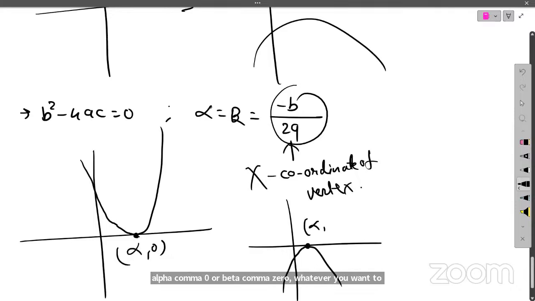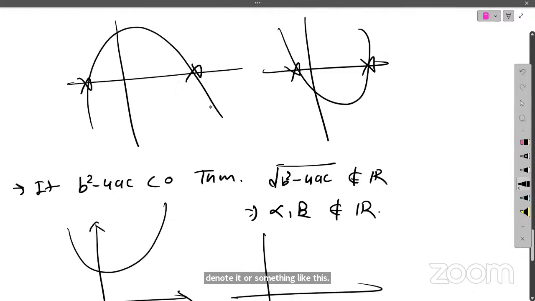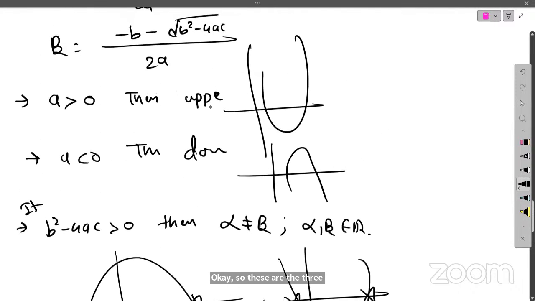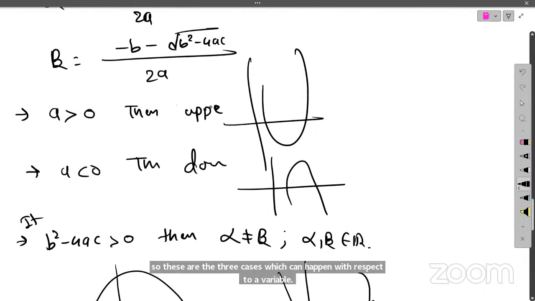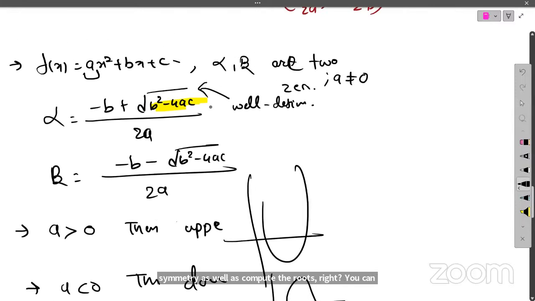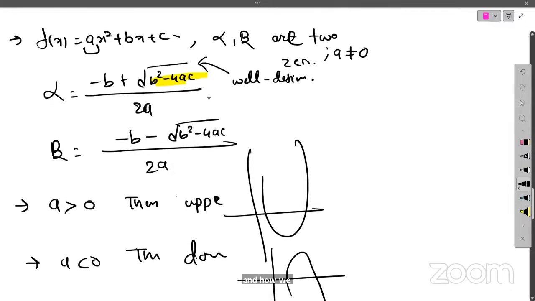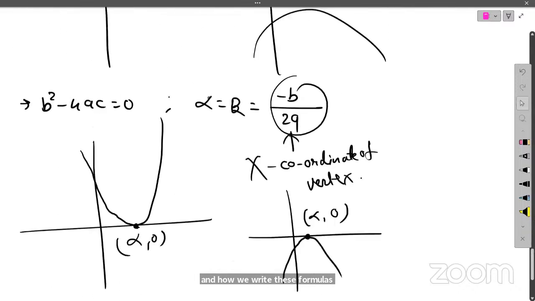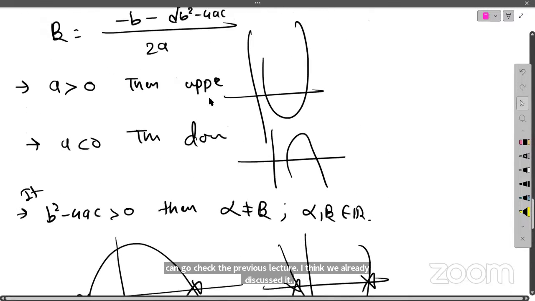Okay, so these are the three cases which can happen with respect to a parabola. That means if an equation of a parabola is given to us, then it's very easy to draw the graph of the parabola, find the vertex, and compute the axis of symmetry as well as the roots. You can easily do all those things by just using these formulas. How we write these formulas, you can check in the previous lecture. I think we already discussed it pretty deeply. Okay, so this is one thing.